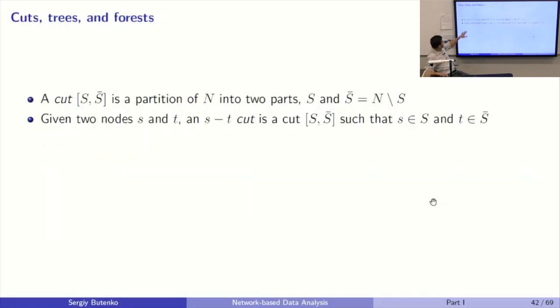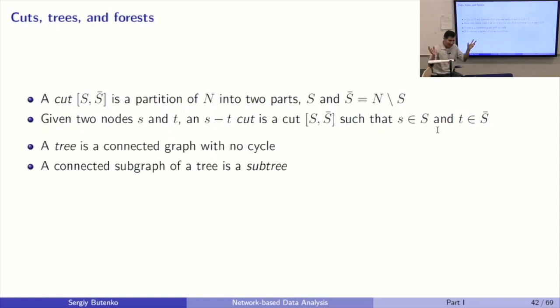A cut, so this is the edge cut actually, is a partition of the set of nodes into two parts, S and S bar. S bar would be whatever nodes you don't include in S. So essentially you split your nodes into two parts, right? All the edges in between will be the edges that are included in this cut. Given two nodes S and T, an ST cut would be a cut that has S on one side and T on the other side.